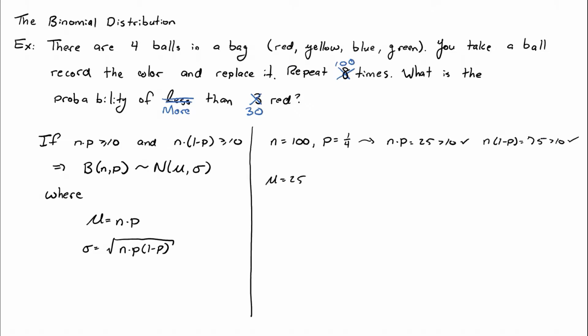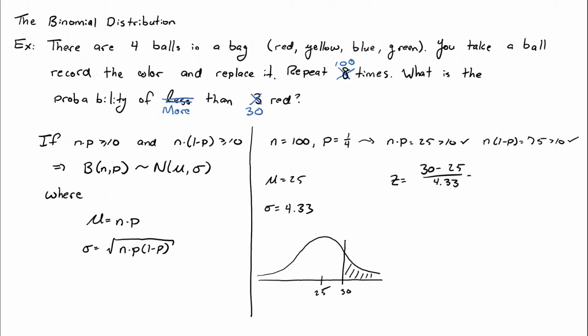We have mu equals 25 and sigma equals 4.33. Draw a picture. We want more than 30 reds, so shade above 30. Find the z-score and use this to find the area. The answer is 0.1251 or 12.51%. Do note this is not the exact answer, it's only an approximation. The actual exact answer is 10.38%, which is relatively close. Also notice how our approximation would have been the same if the question asked for at least 30 reds. And that's fine, it's an approximation.